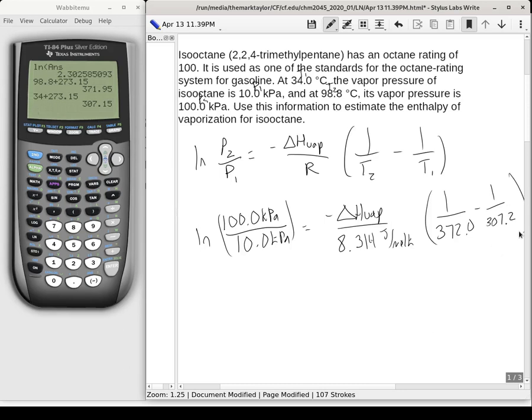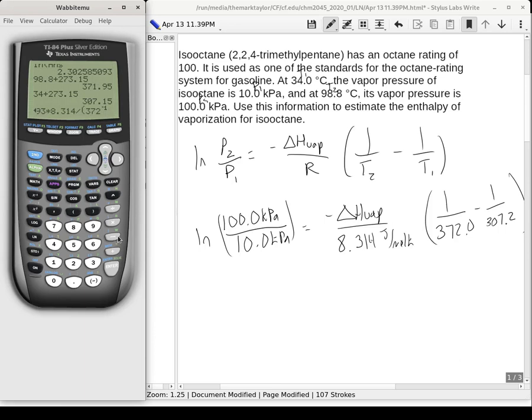Alright, now back up to what we got after we actually did the natural log of P2 over P1. We're going to take that value and multiply it by 8.314. And then divide by this thing in parentheses. Divide by 1 over 372 minus 1 over 307.2, and then close those parentheses.